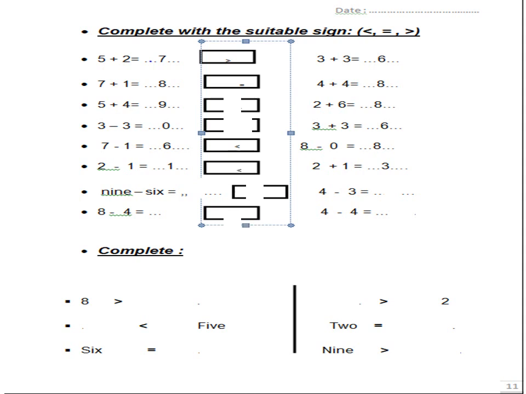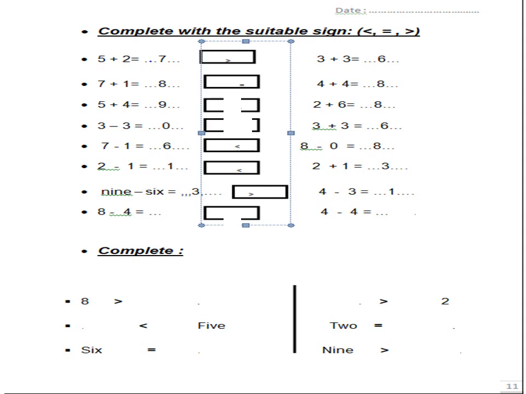9 minus 6. In subtraction, as we say, we count from the small number until we reach the bigger one. After 6: 7, 8, 9. So the answer will be 3. 4 minus 3, after 3 comes 4, so the answer will be 1. 3 and 1, which is bigger? Of course, 3.